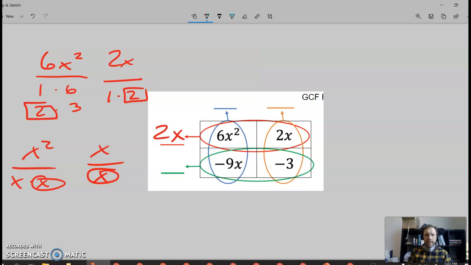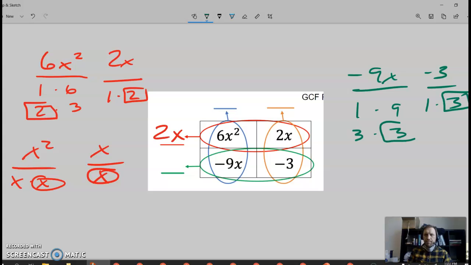Move on over to the green line, negative 9x and negative 3. Well, always think, can negative 3 go into negative 9? Sure. And so I have 1 and 9, 3 and 3. Here I have 1 times 3, and so the greatest factor here is 3, so I can take a 3, right? And so I can put a 3 here. Now, what's cool is I have a negative in both of them, so I'm going to pull that out too, right? Because I know that I have 2x and negative 3. This is now going to be one of my factors, and this is where we're going today.